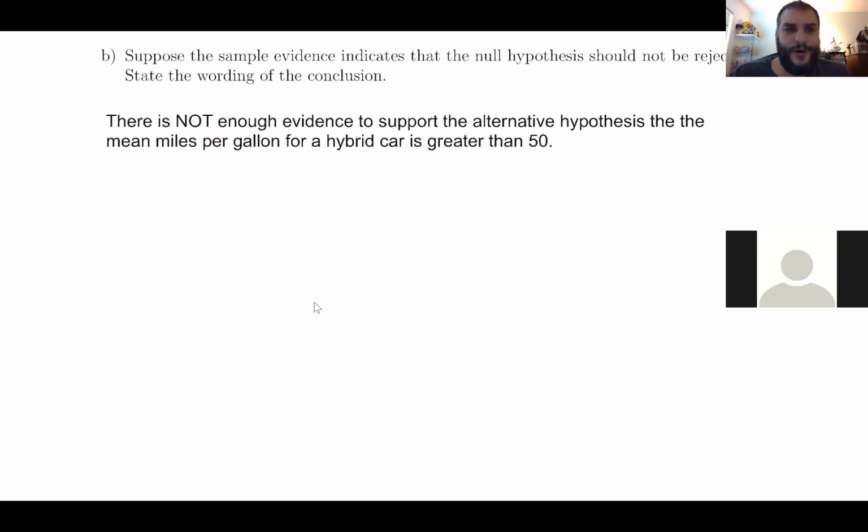50. If you look at both of the conclusions, both should be relatively the same. The only thing different is whether you put there is enough evidence or there's not enough evidence. Anytime you reject the null hypothesis, you're always going to say there is enough evidence. Anytime you fail to reject the null hypothesis, that's when you put there's not enough evidence. But that's it for B. Any questions for B?